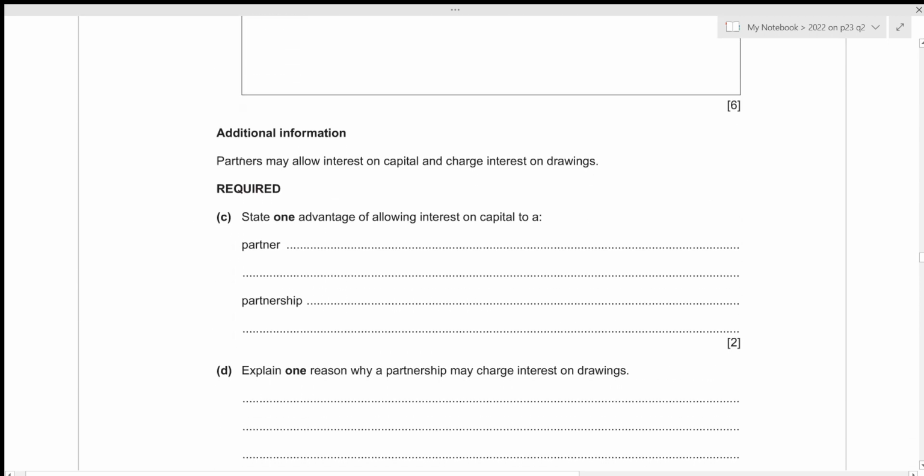We are given additional information. Partners may allow interest on capital and charge interest on drawings. We now need to state one advantage of allowing interest on capital to a partner. So when we allow interest on capital, basically the partner will receive a certain interest on their investment, which acts as a reward to them, right? So that is an advantage. Let's write it down. To reward the partners for their investment.